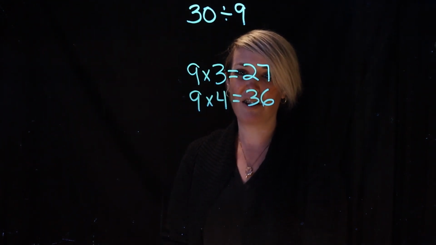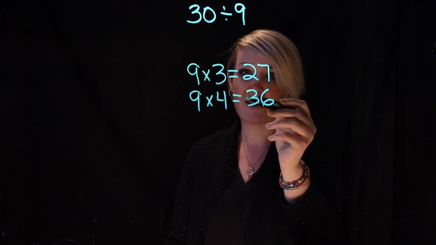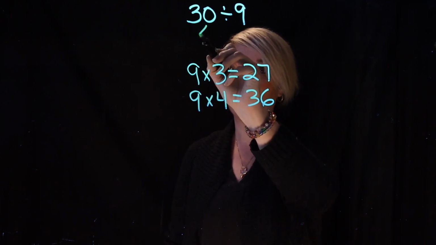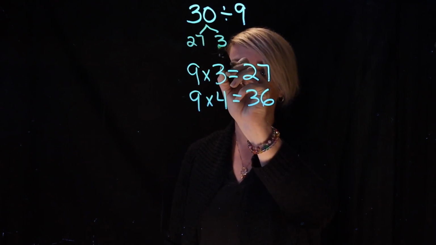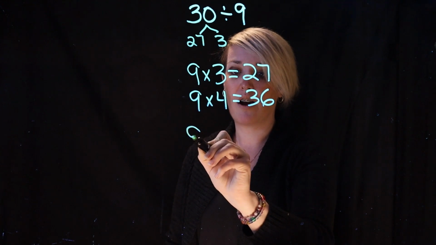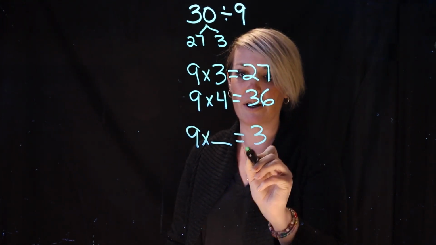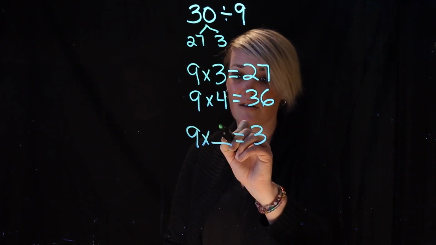But he said, okay, it's going to be somewhere in between the 3 and the 4, and it's actually going to probably be closer to the 3. So he said, look, I'm going to split this 30 into 27 and 3, and then he's going to figure out 9 times what equals 3. Well, he said, I know that it's just a third.